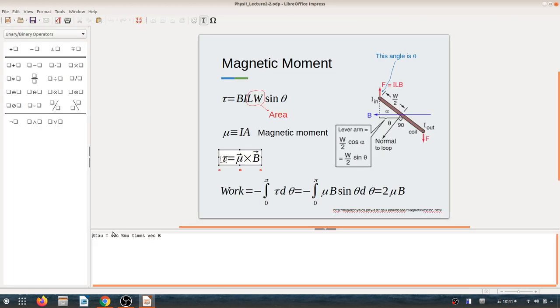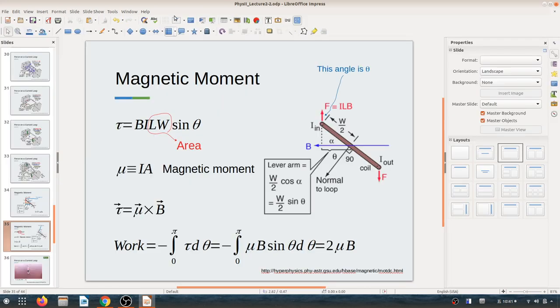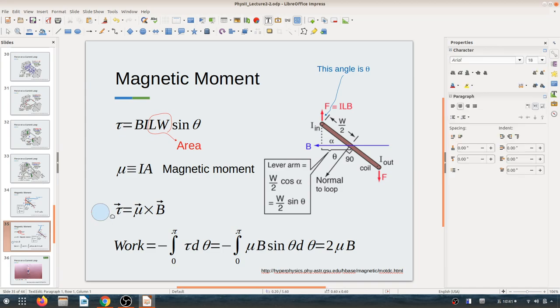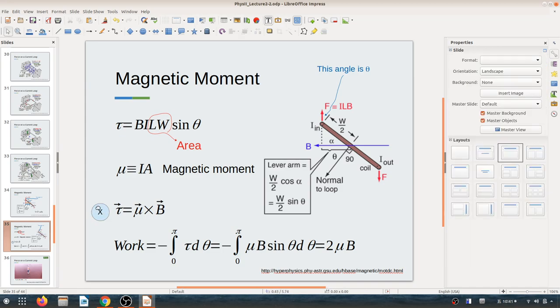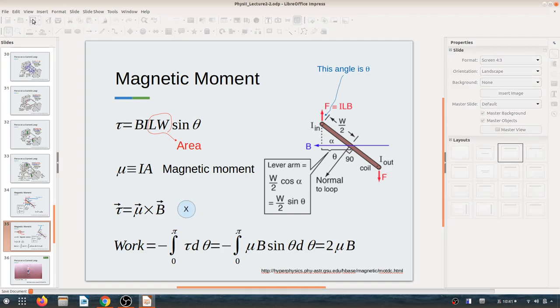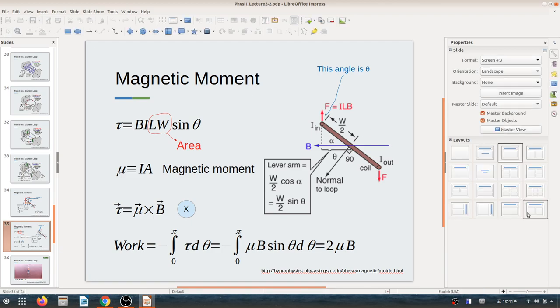Okay, it should be a vector. Yeah, it's easy to change it, so I do it right away. And now the direction of the tau is this way. It's pointing into the page. But I don't know where to put it on the plot, so I just put it here as a reminder. Okay. Mu and B. Yeah. I think I'm right. Okay.